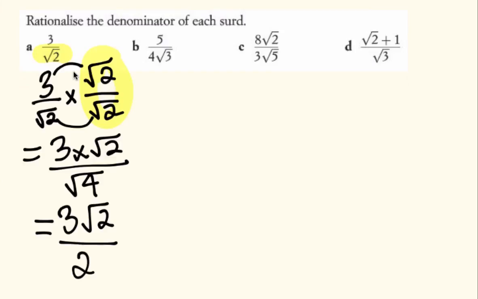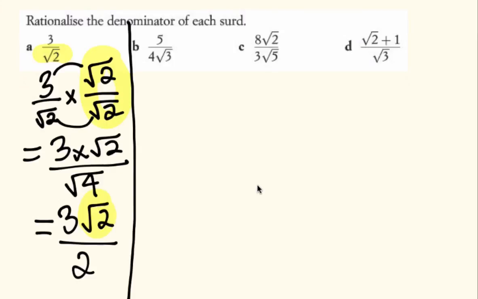Okay, and that is our first example in there. And we can't simplify that any further because this square root here is by itself, it's a surd in itself, so we can't actually simplify it with the 2 down the bottom. So that is your final answer there, 3 root 2 all over 2.